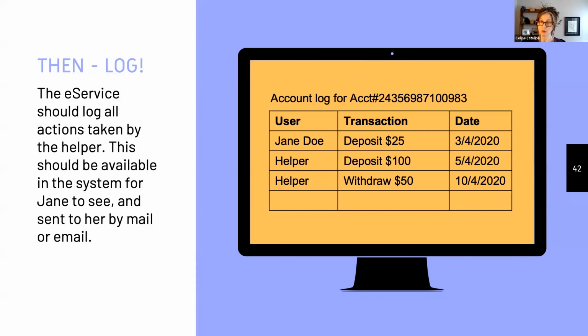Then if you know that a person has said, no, I'm the helper, then you can log things. And this can then be visible. So we can see that Jane Doe did this, but her helper did these other things. And this could also be visible to Jane. So this is sent by mail or email to Jane, and she can see what she's done and what somebody acting on her behalf has done in the account or the eService.